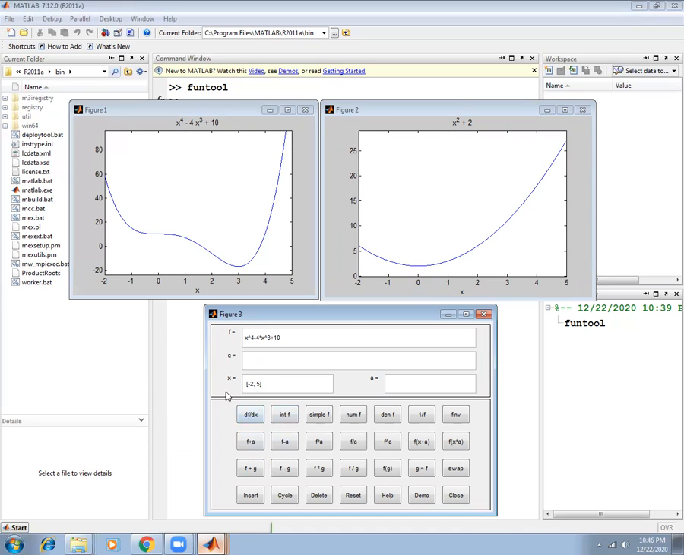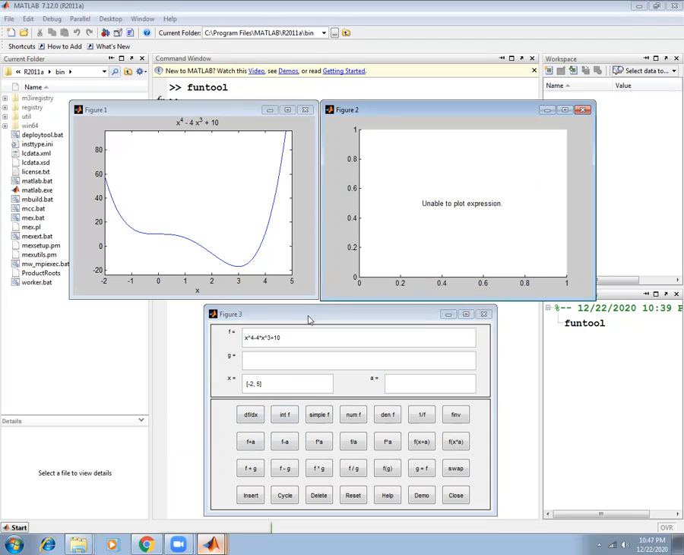Nil operation, and the domain remains the same, minus 2 to 5. Now g is nil, and figure 2 is unable to plot the expression because no expression is defined in the editable area of the g of x.